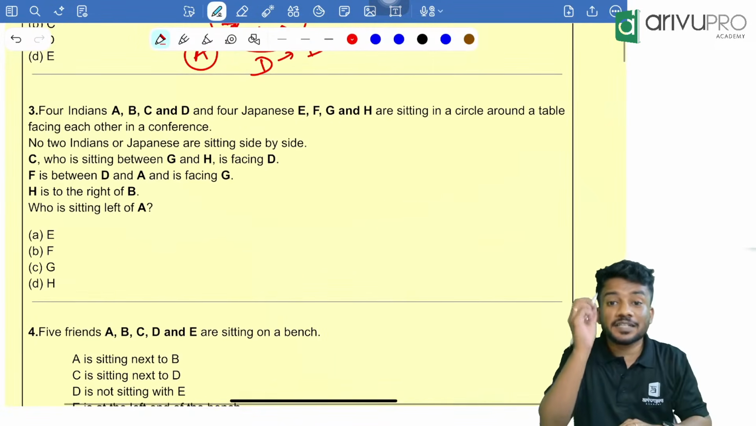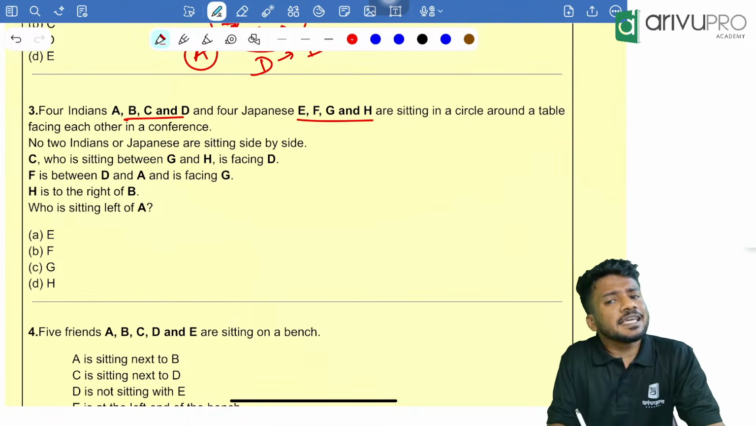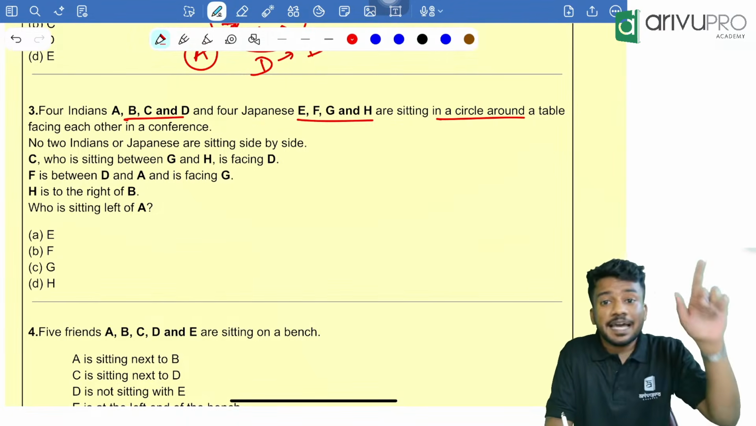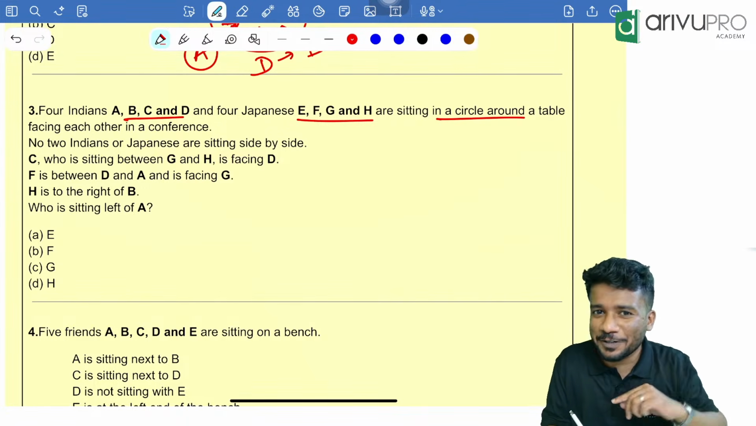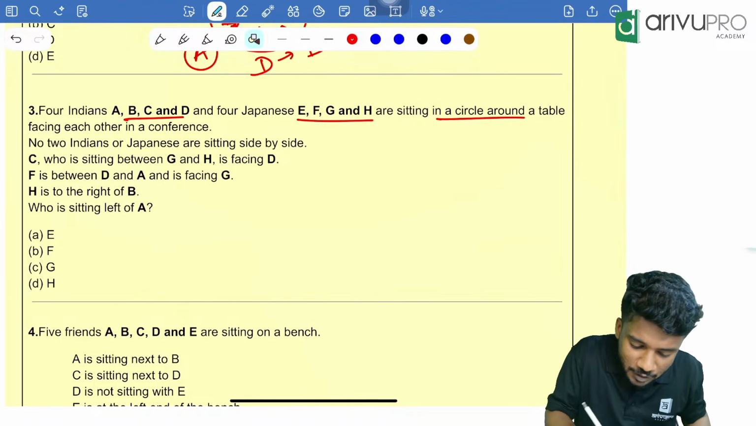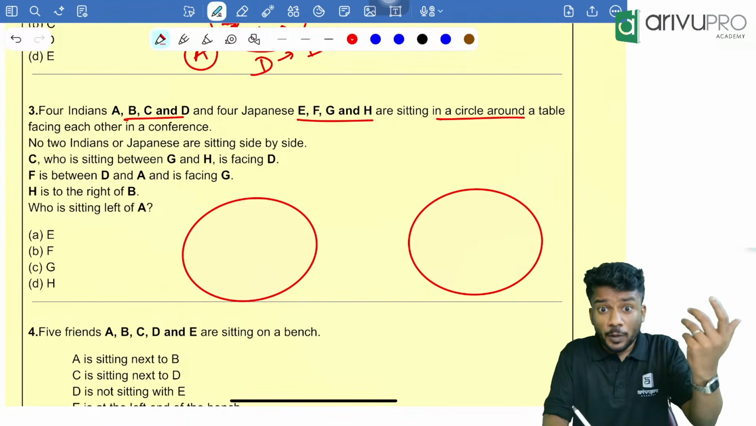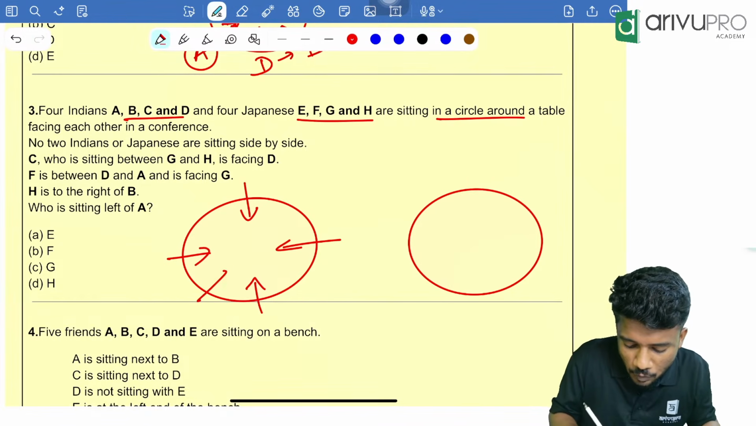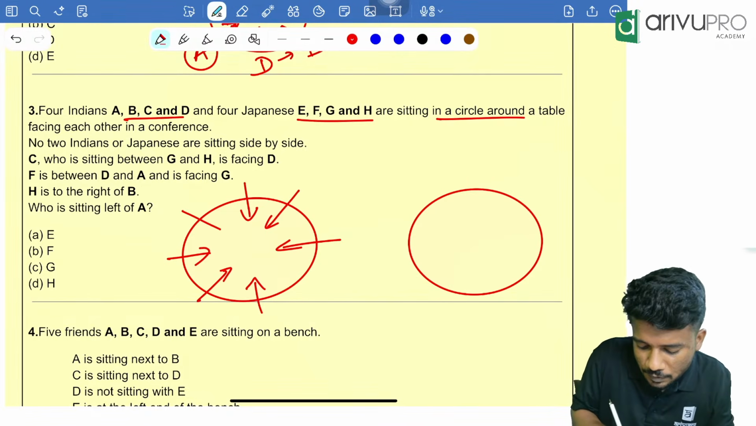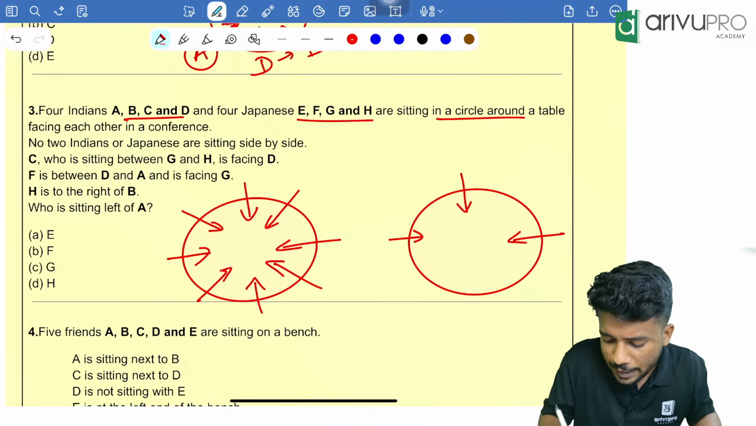Next question, a repeated type of pattern of question. 4 Indians A, B, C, D and 4 Japanese E, F, G, H are sitting in a circle around a table facing each other in a conference. So how many people are there in total? 8 people. If I am drawing a circle, I can draw 2 circles just in case we require to add more numbers. That means I will draw like this. Similarly over here also I will draw 8 people.